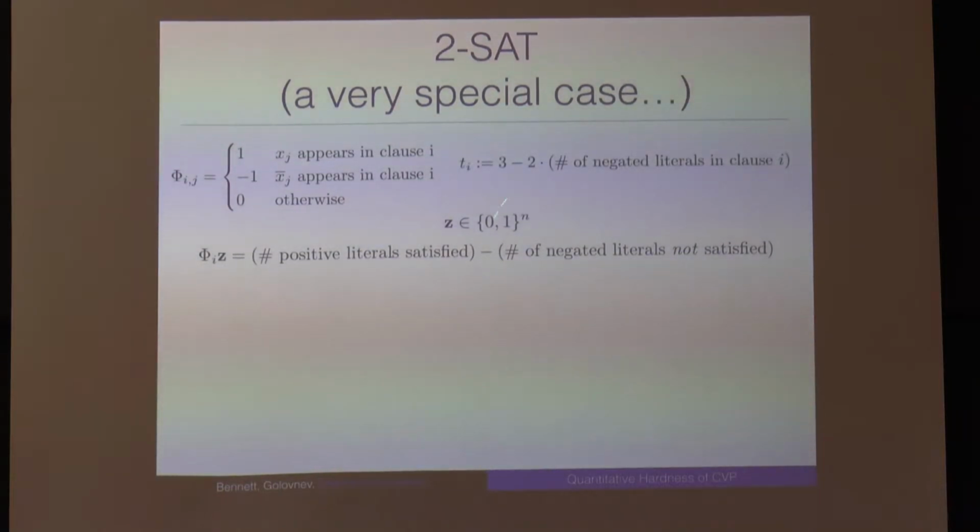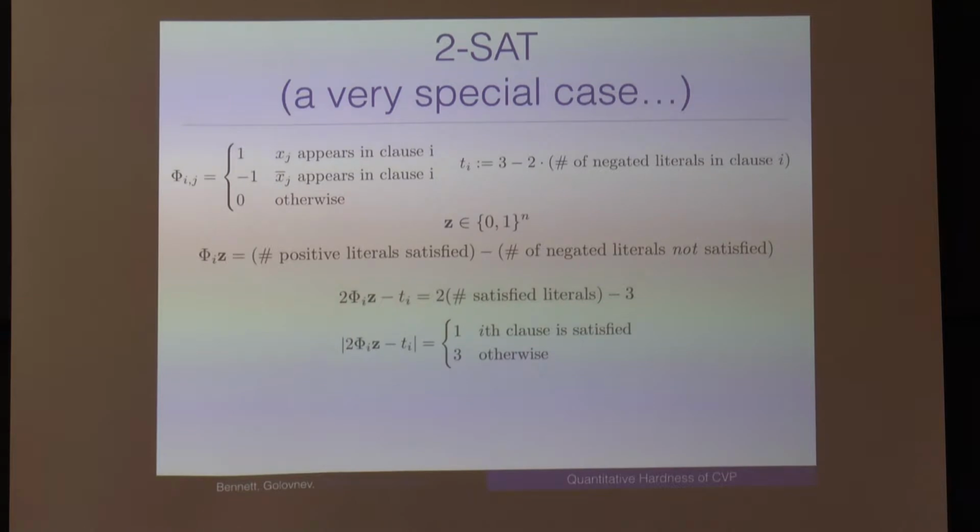And then if we set our t_i to be 3 minus twice the number of negated literals in the clause, then with a sufficient amount of staring, you can see that the ith coordinate of the difference here will be twice the number of satisfied literals minus 3. In other words, the absolute value of this difference will be 1 if the ith clause is satisfied, 3 otherwise. So I'm just going to shut up for a second and let you stare at this to make sure everyone sees. There's nothing complicated going on here.